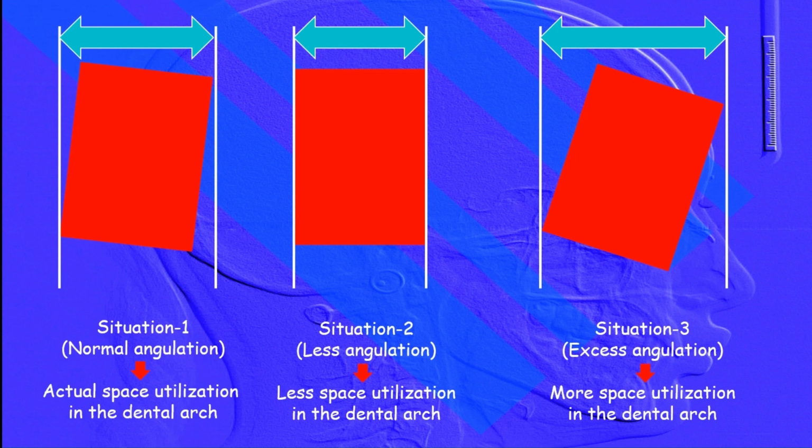These pictures basically describe how the variation of a maxillary anterior tooth can affect the mesiodistal space in the dental arch. Situation 1 shows the normal angulation of a tooth and actual space consumption in the dental arch. In situation 2, the tooth is uprighted without any angulation. As a result, the space utilized by the tooth in the dental arch is less than normal. In situation 3, the tooth is excessively angulated and the space utilization in the dental arch is more than normal.